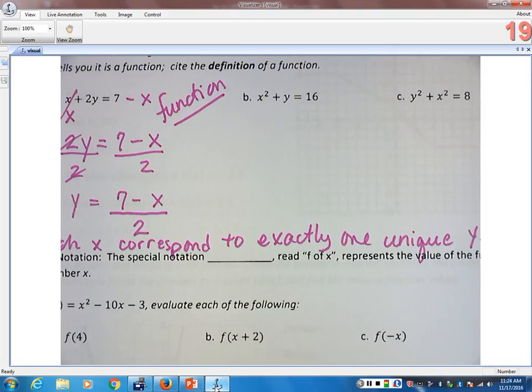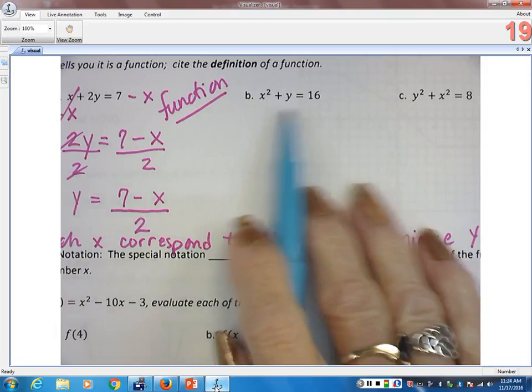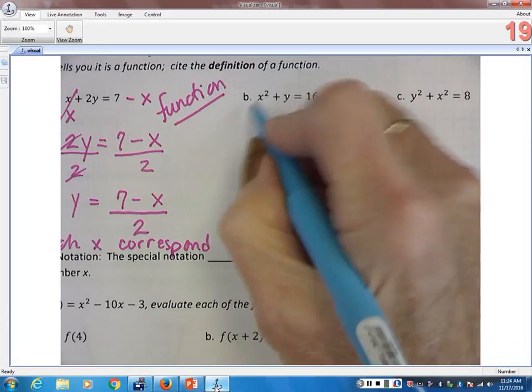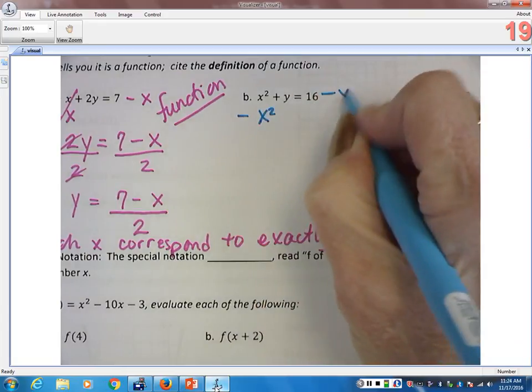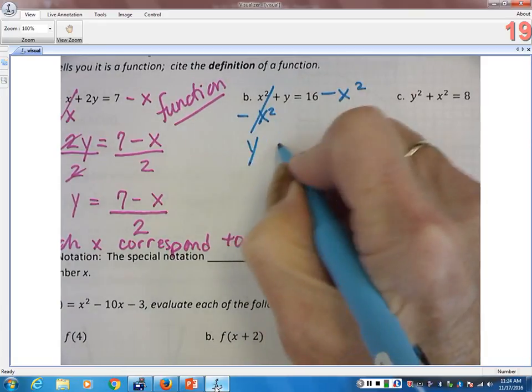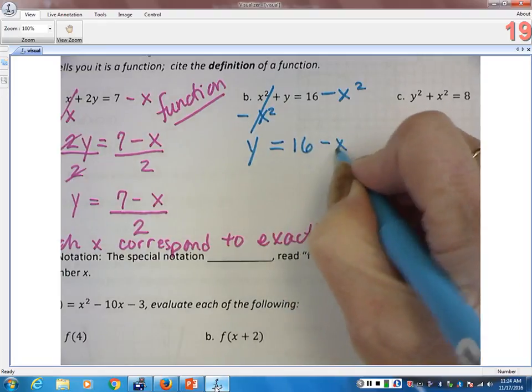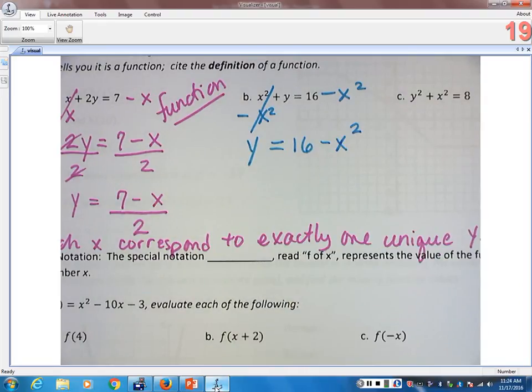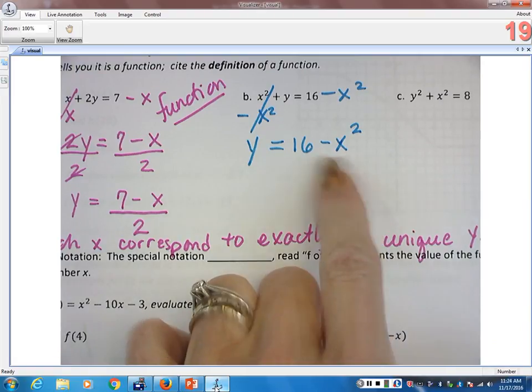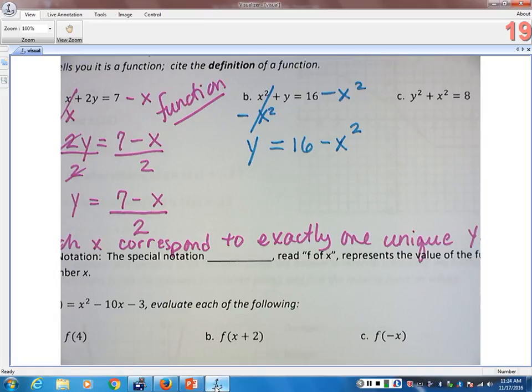And we'll look at part B. x squared plus y equals 16. Minus x squared, minus x squared. y is equal to 16 minus x squared. If I put in any specific number for x, is there any chance that there's going to be two different answers for y? Let's say I put in 2. 16 minus 2 squared is 16 minus 4, which is 12. If I put in 2 again, am I still going to get 12? Yeah.